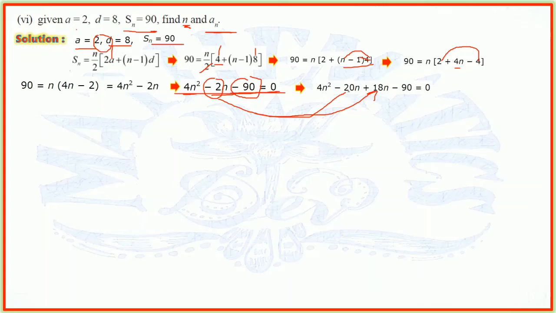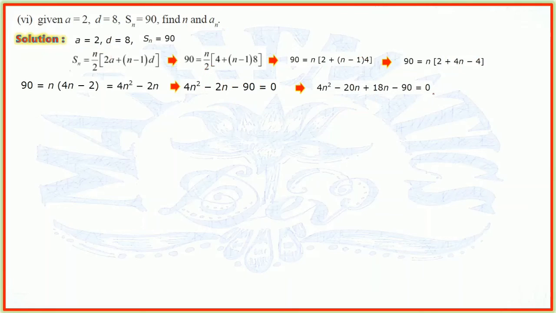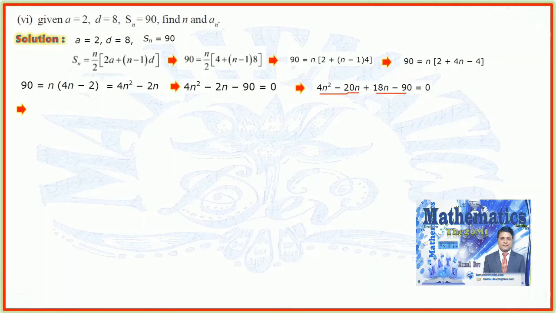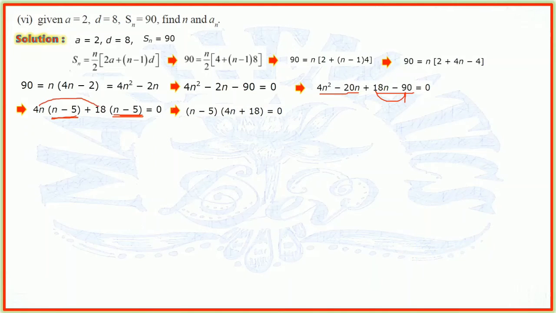So 4n² − 20n + 18n − 90 = 0. The next step is to take the maximum common factor from these two and from these two. We have taken 4n common from the first two, leaving n − 5, and 18 from the other two, leaving n − 5. You have to remember these two factors must be identical. So we take n − 5 common, leaving 4n + 18.